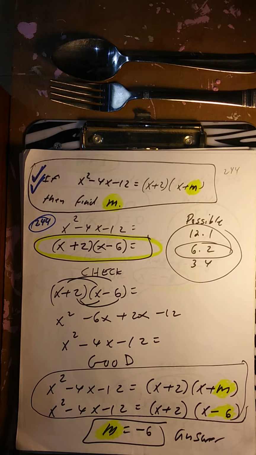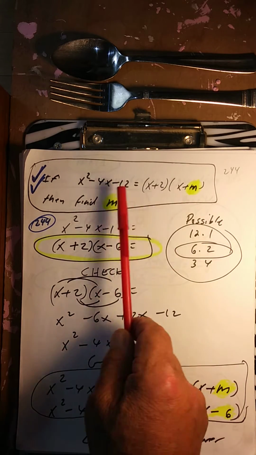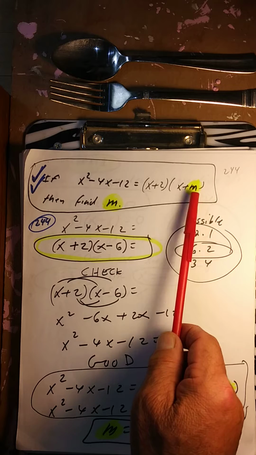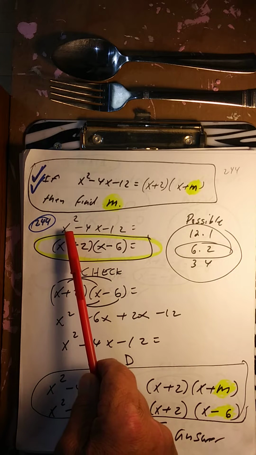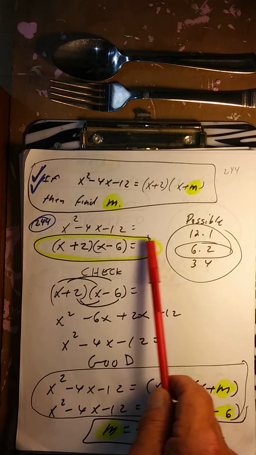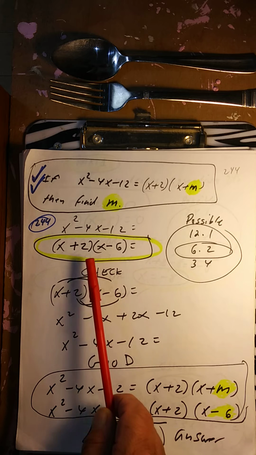Next one. If x squared minus 4x minus 12 equals this function here, what does m have to be to work? So let's go from there. So there's our function. Our guess is this. I looked at 12: 12 times 1, 6 times 2, 3 times 4. Those are our possible answers. So let's go from there.